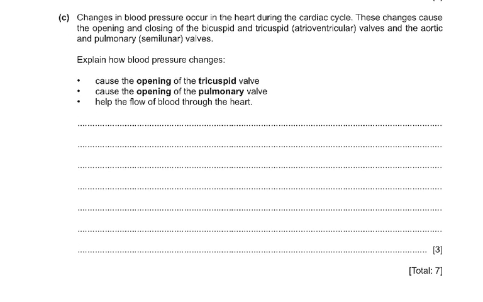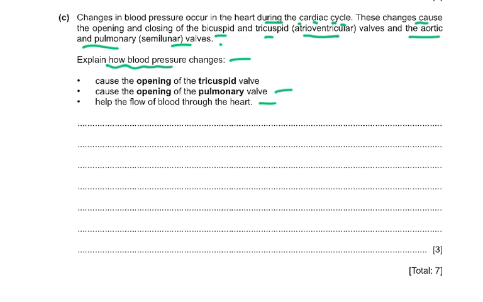Changes in blood pressure occur in the heart during the cardiac cycle. These changes cause the opening and closing of the bicuspid and tricuspid valves, which are also called the atrioventricular valves, and the aortic and the pulmonary valves. Explain how blood pressure changes cause the opening of the tricuspid valve, how blood pressure changes cause the opening of the pulmonary valve, and how blood pressure changes help the flow of blood through the heart.